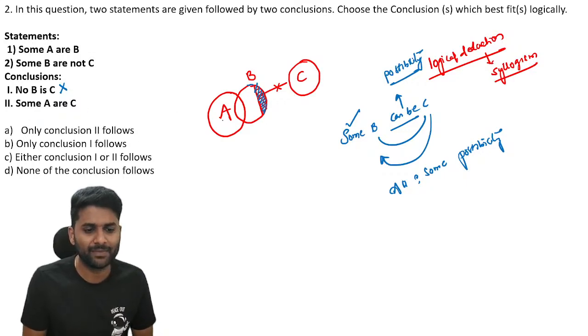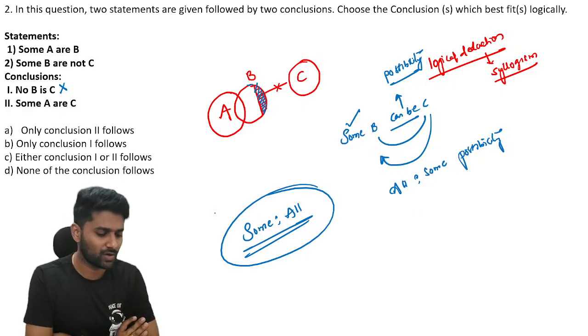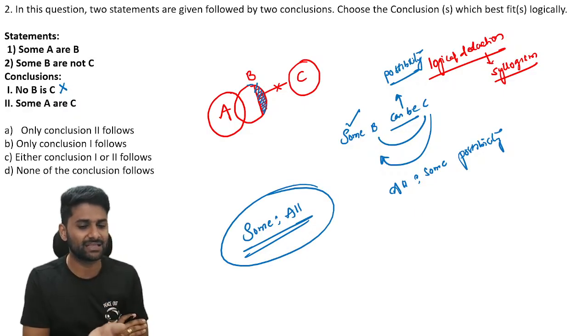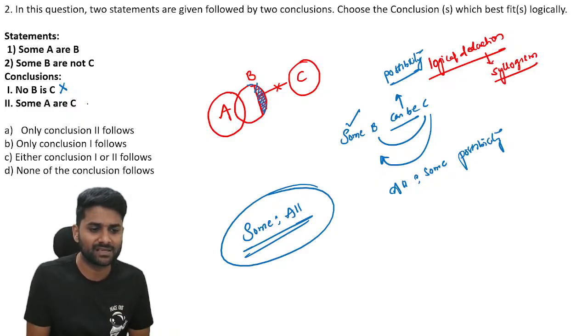Second conclusion: some A's are C. You cannot see a direct relation. Any conclusion with "some" or "all" needs a direct relation in the picture. We can't see a direct relation between A and C, so "some A's are C" is also invalid. There is no complementary condition, so none of the conclusions follows.